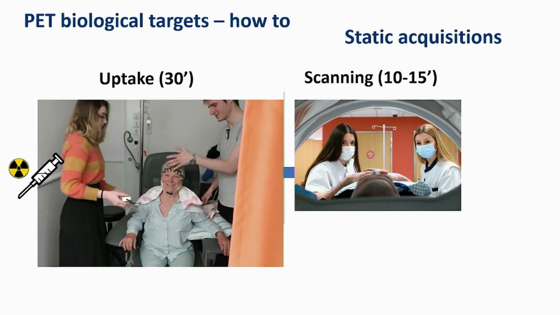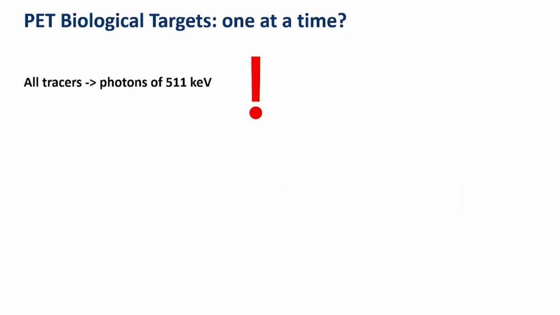But this differentiation between dynamic and static acquisitions is very important, because depending on what you're using, you might do some types of quantifications, but not others. And Alessandra will explain better.